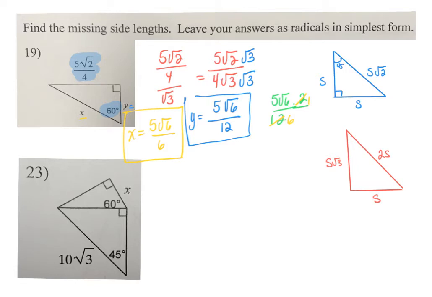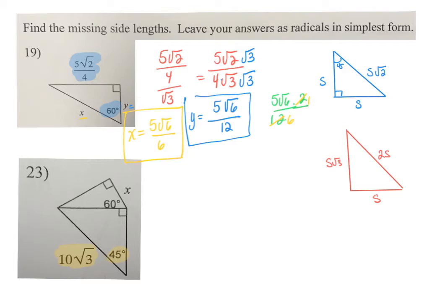Twenty-three. So for this one, I'm going to look and see what I have. What do I have on the bottom triangle? I have my hypotenuse. What type of triangle is my bottom triangle? It's a 45, 45, 90.